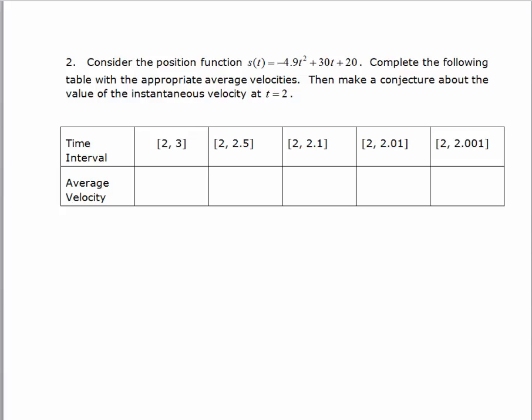Consider the position function s of t equals negative 4.9 t squared plus 30t plus 20. Complete the following table with the appropriate average velocities, then make a conjecture about the value of the instantaneous velocity at t equals 2. So the first thing I'm going to do is put the s of t in my calculator.